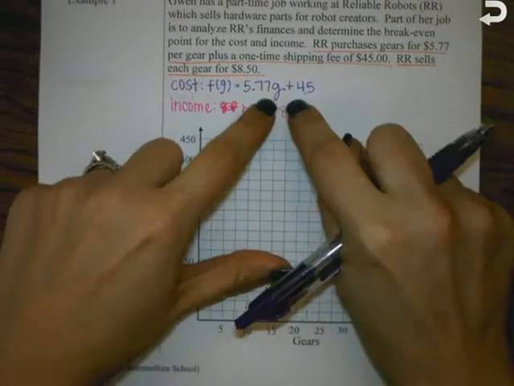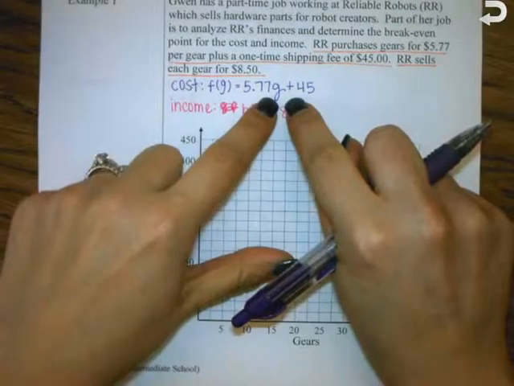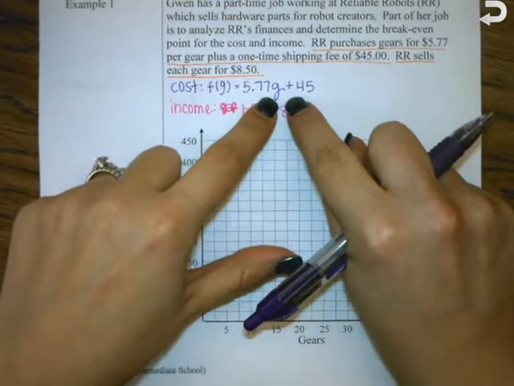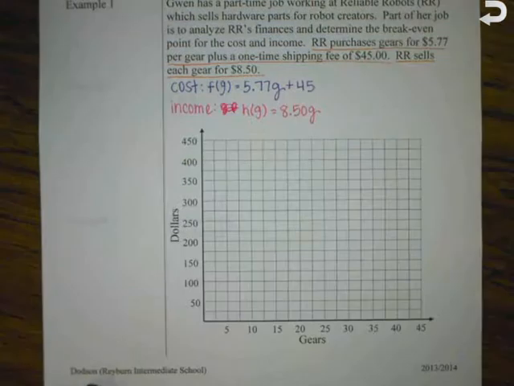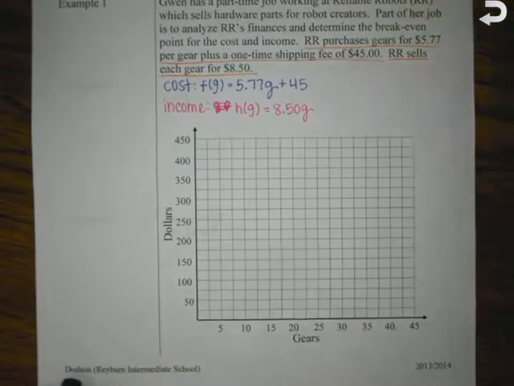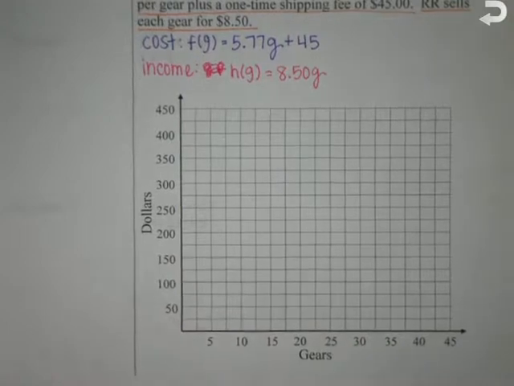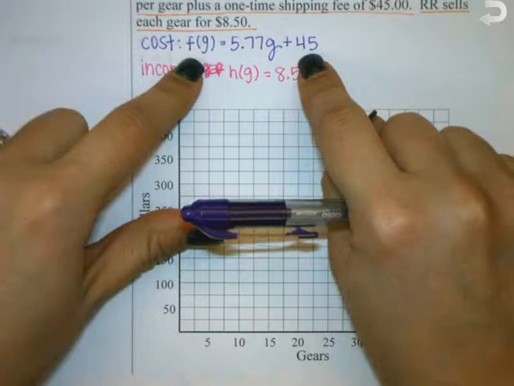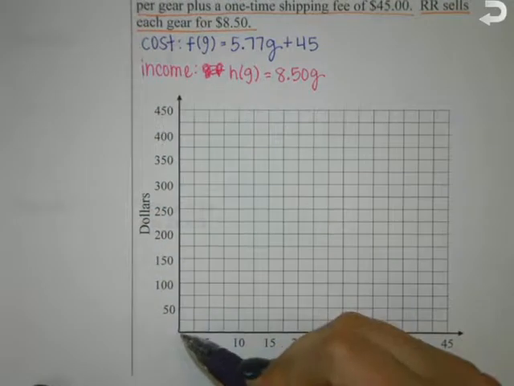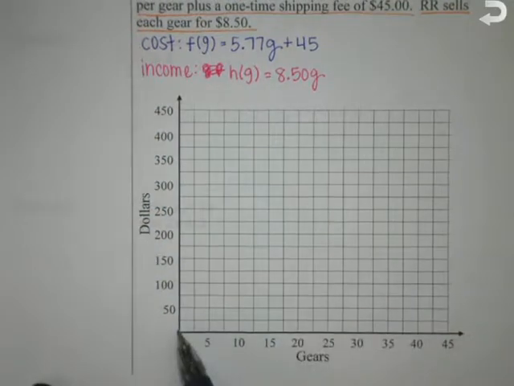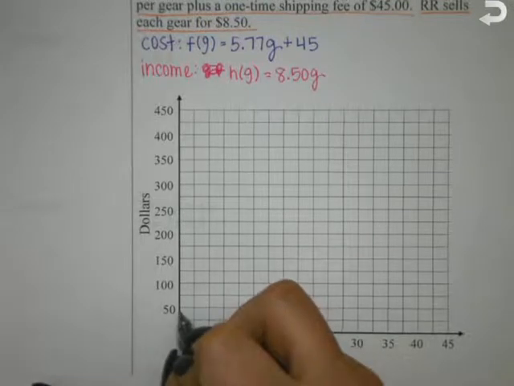So looking at the first one, 5.77 G plus 45. What's your y-intercept, guys? Let me zoom in just a little bit. We just graphed equations like this in the AO. So which point would you graph first of the cost equation? 45. So put a point at 45. These are going by 25, so my 45 is going to be somewhere right here, just below 50.